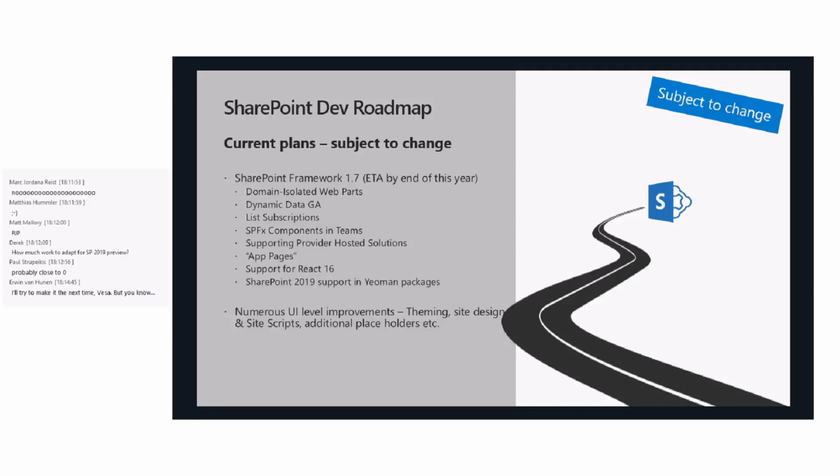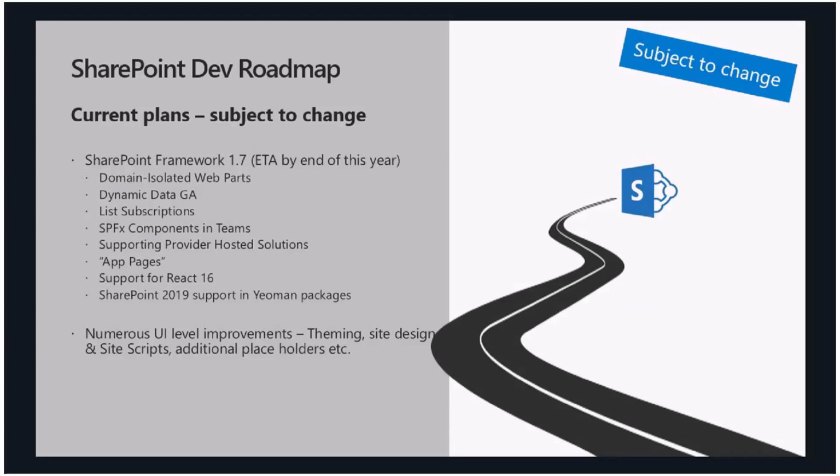And 1.7 will then have a domain-isolated web part, which is a good example. So what it means is that you're able to isolate your web part to be executed inside of an iframe, rather than in the page, which will give you additional level of security. And that doesn't actually mean that much changes on the web part side. It will be an attribute in the manifest, and everything will be automatically taken care of.